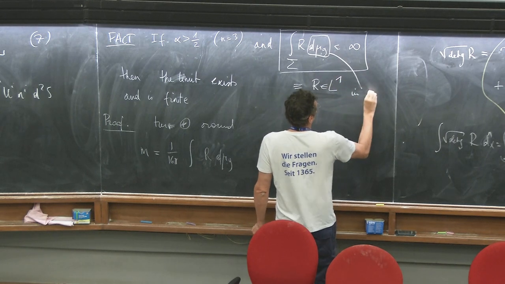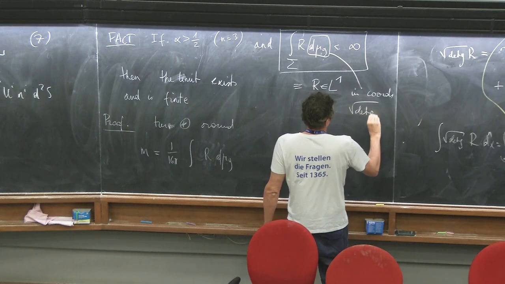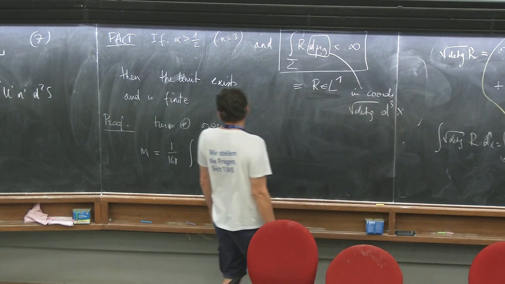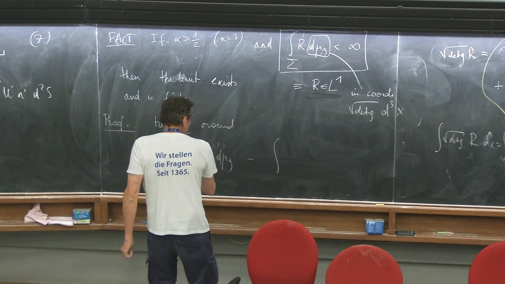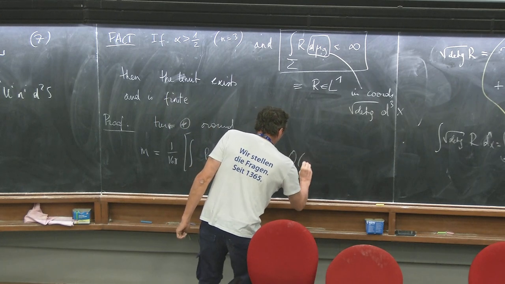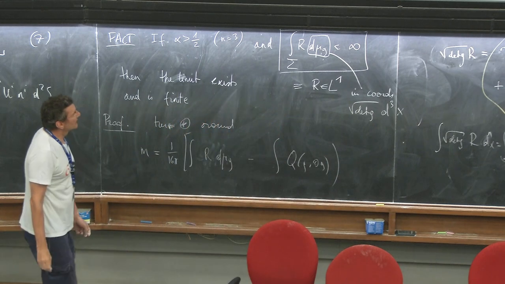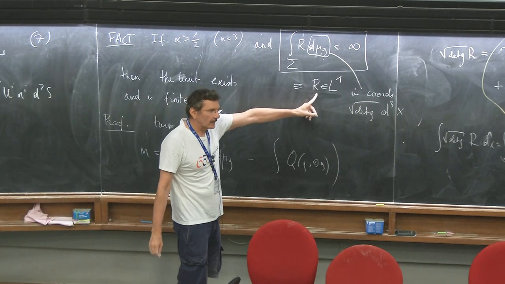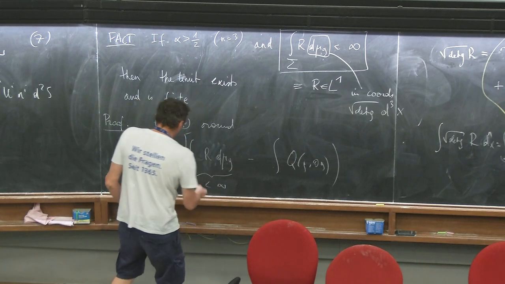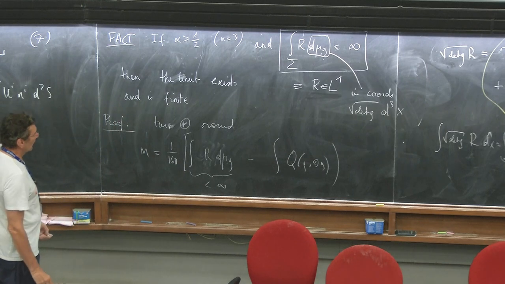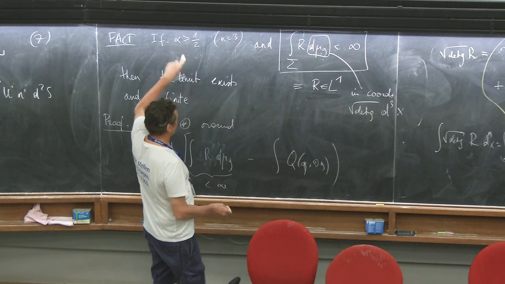So in coordinates, square root of det g times d3x, and minus integral of Q. So now R is in L1, so this means that this is finite. So certainly this exists. And what about this term? This is the term which will give us the 1 half.